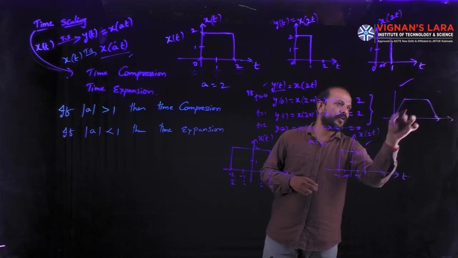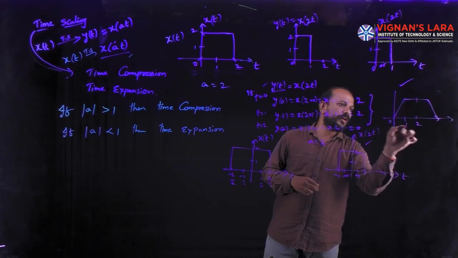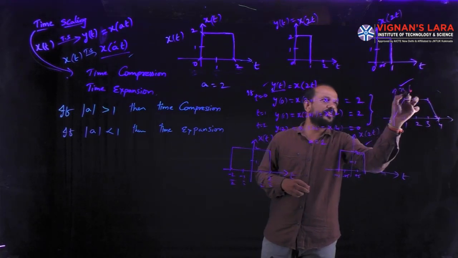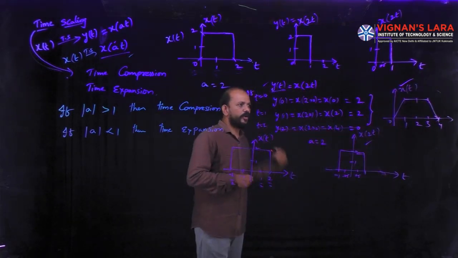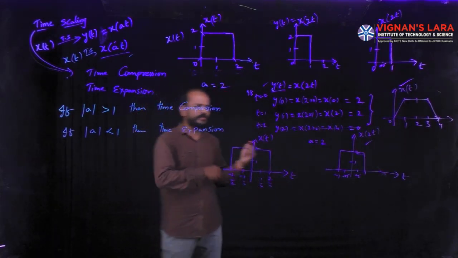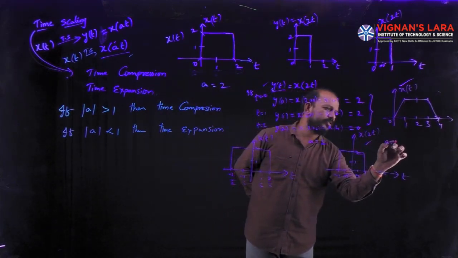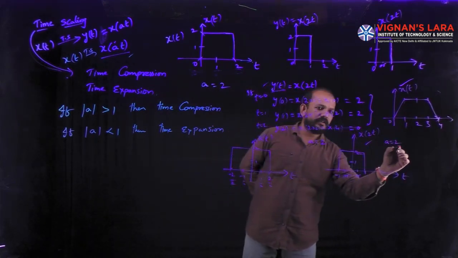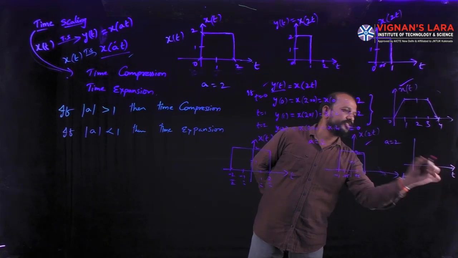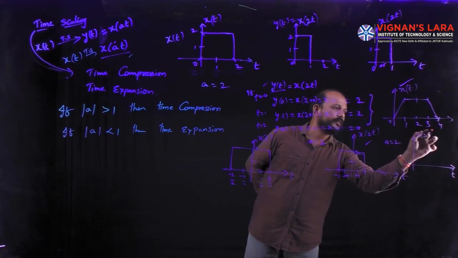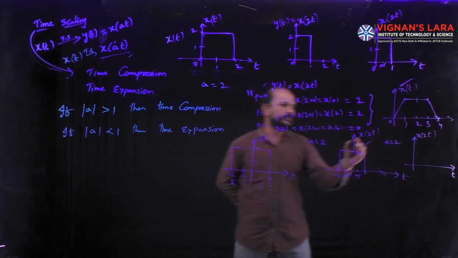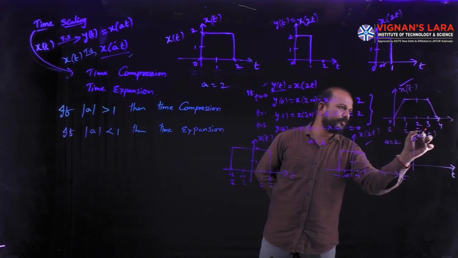Take 0, 1, 2, 3, 4. This is x of t. Now what you have to find out is the scaling factor. Again I am taking 2, so the a value is equal to 2. So how can I get x of 2t? Simple, divide each and every one with that factor 2. So 0 by 2, 1 by 2, 2 by 2, 3 by 2, 4 by 2.